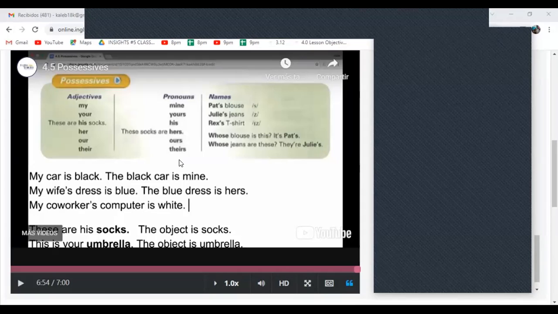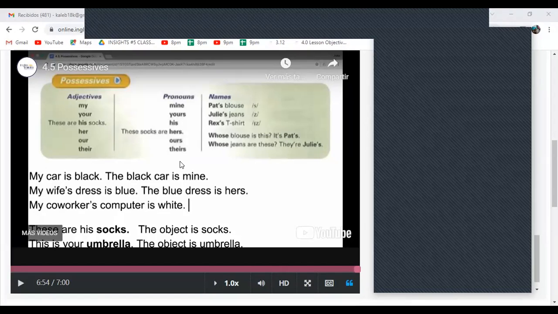For example, my pants is black. Pantalones. Sería plural. My pants are black. Correct. My pants are black. Very nice. ¿Alguien más tiene ejemplos?